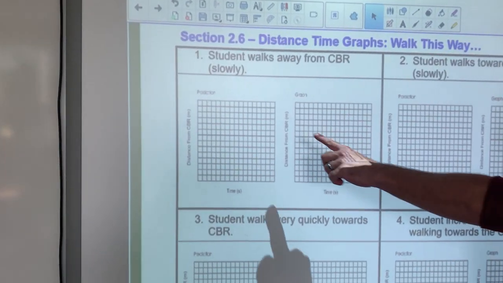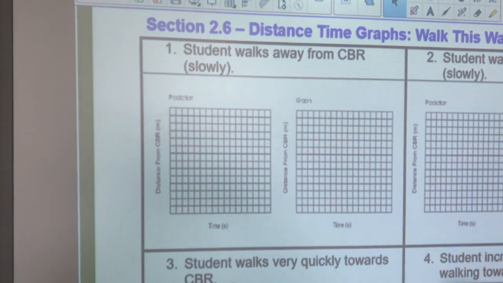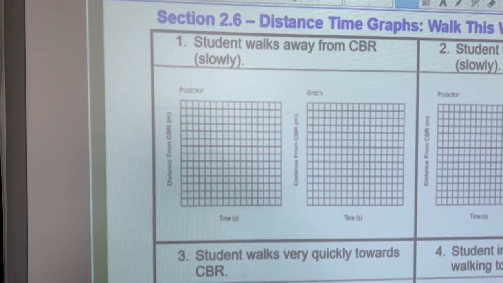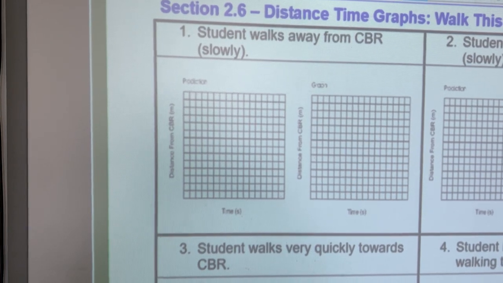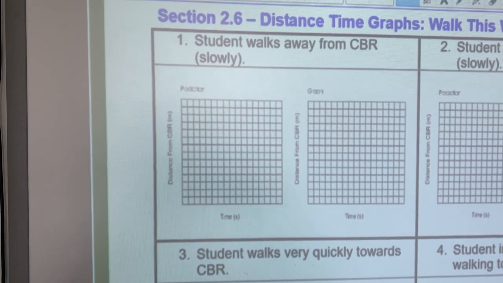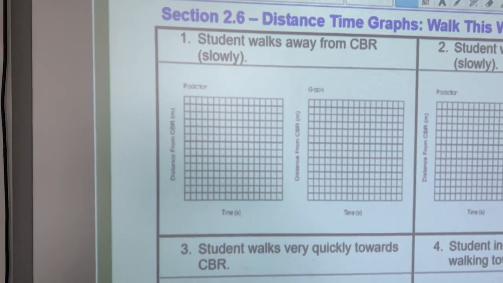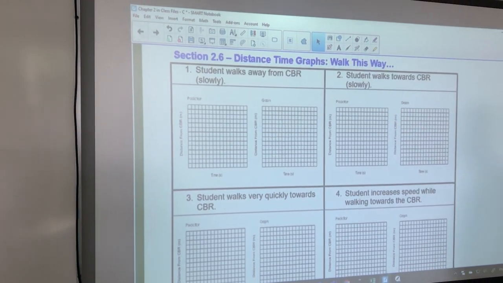If I zoom in here, you're going to see in the first case, a student walks away slowly from the CBR. You're going to be making a prediction on a distance from the CBR versus time graph as to what you think would happen. If you're going to walk away from the CBR slowly, distance from CBR versus time, Mr. Bracken's going to make a prediction as if he's in a student's mind thinking.